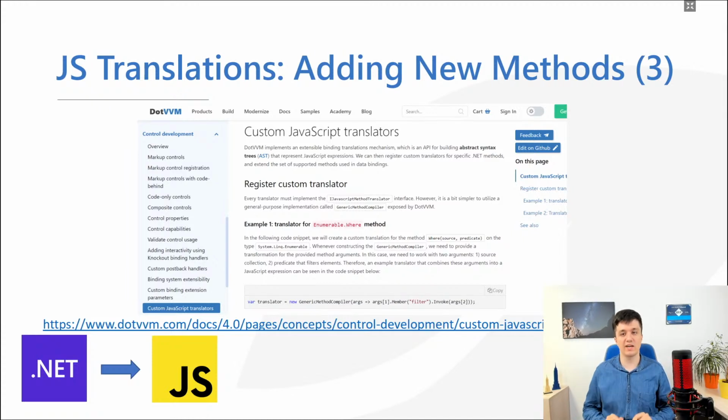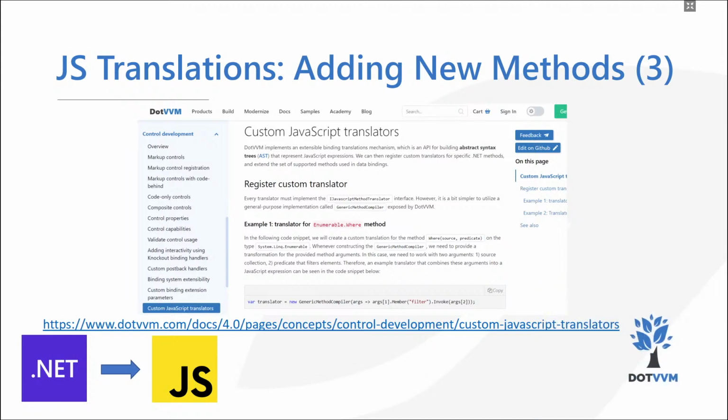more information on how to create your own JavaScript translators, feel free to go to our documentation page, where under concepts, inside control development, you will find a page called custom JavaScript translators, where you will get much more information about how all of this process works, how it is implemented internally, what these arguments that I was translating actually represent, and there are also some further examples that you can examine, and that should help you to write your own JavaScript translations.